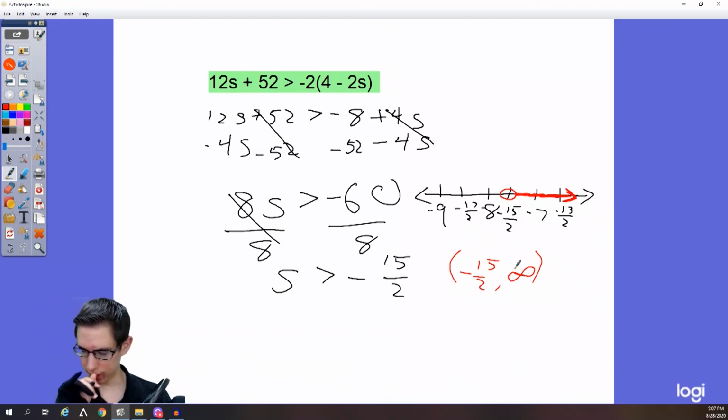Okay, that's everything. That's the answer. We've got our arrow pointed, and we've got our interval notation done.